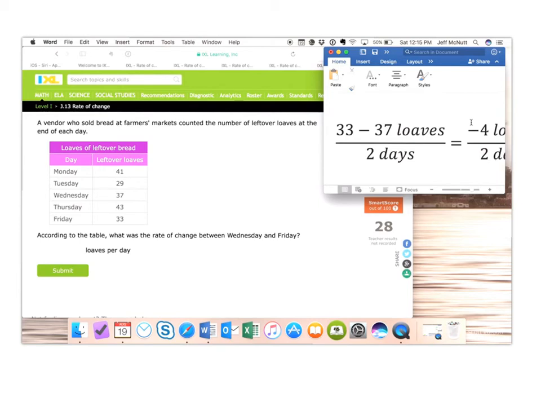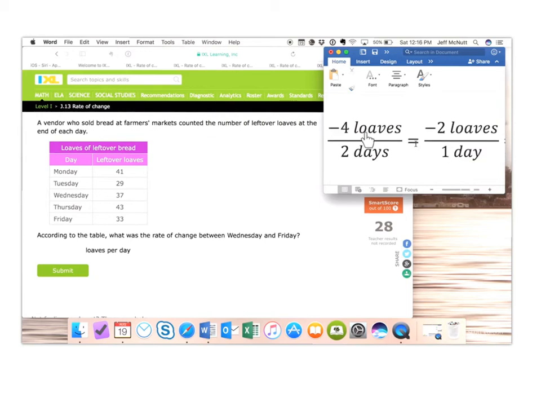All right, and then again, we simplify 4 loaves over 2 days. A fall of 4 loaves over 2 days is the same as a fall of 2 loaves every day. Now this might be a little confusing because you look at this, and that doesn't fall 2 loaves. That actually goes up 6 loaves. And then that falls 10 loaves.